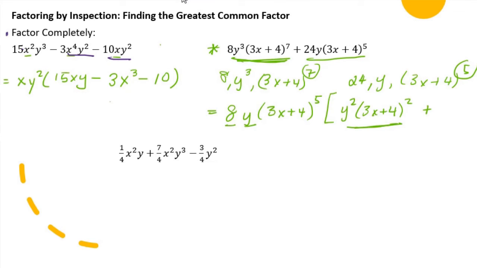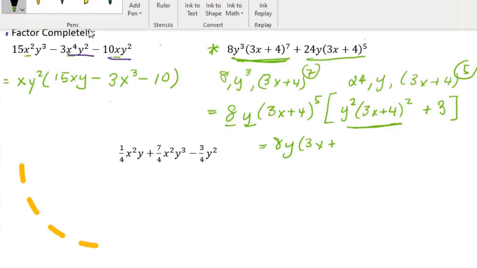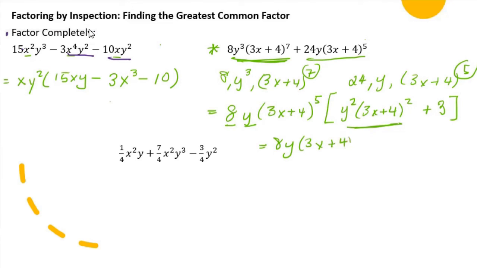I've got positive 24 divided by positive 8 will be positive 3. Y divided by y is 1. And 3x plus 4 all to the power of 5 divided by 3x plus 4 all to the power of 5 is also 1. So that's all that's left. So to write this without square brackets, it doesn't necessarily look like it came from our question. But it's absolutely equivalent. And again, you can prove it to yourself by using the distributive property.